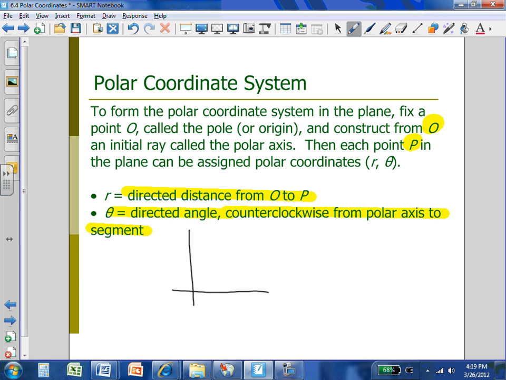So if this is my polar axis right down here, and if I have this as my point O, and my point P is out here, if I go from O, which is at the origin, out to P, that point right there is r, comma, theta. The r is the length of that ray, and the theta is how far the ray has rotated from the polar axis. So here's the theta. And as we go through some examples, it'll click a little bit more, but that's a great picture to have. Let's move on.